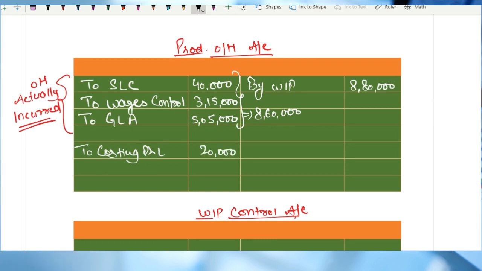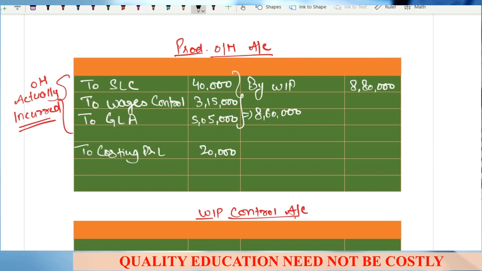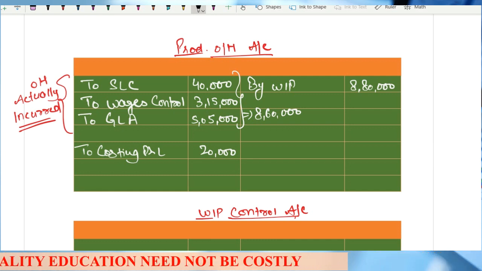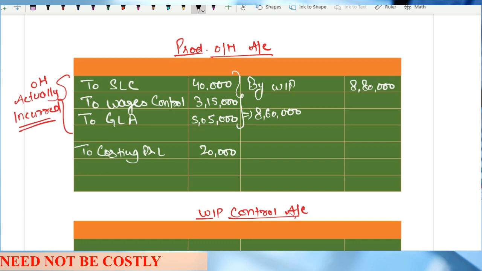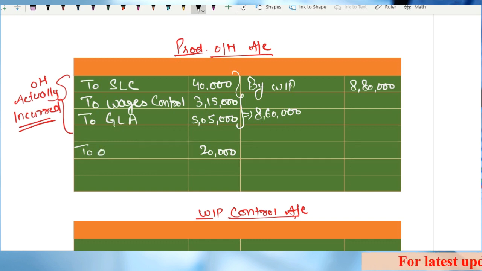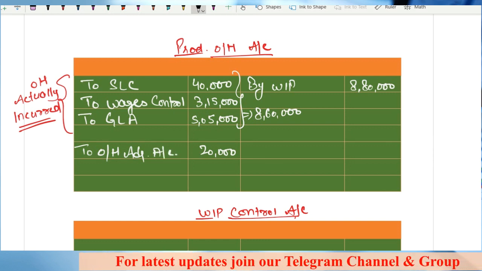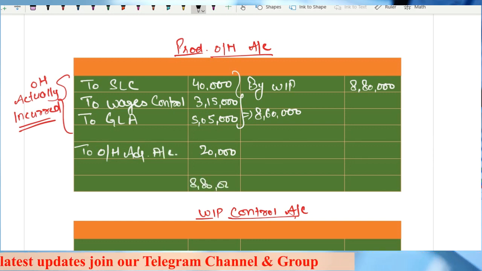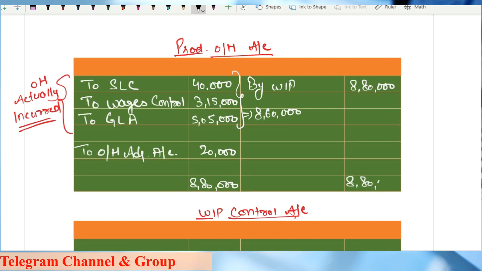Now this is a perfect account in the normal case, but where the question specifically says that you have to prepare the overhead adjustment account, in that case you cannot take the costing P&L here. In that case, you have to take overhead adjustment account, right? So this account is 8,80,000 and 8,80,000. This account is closed. Nothing else to be done. Anything else to be done, sir? No.